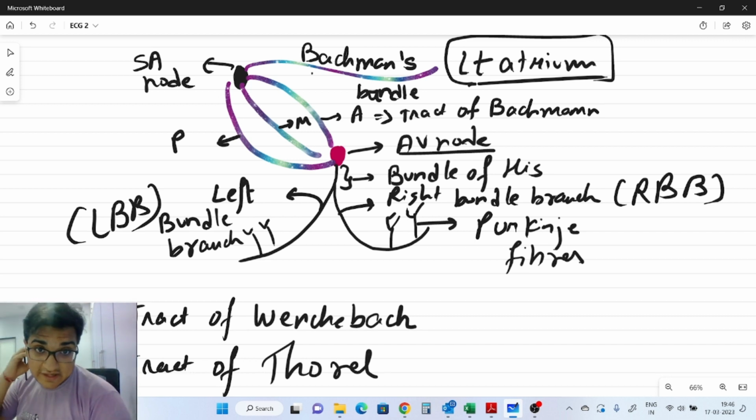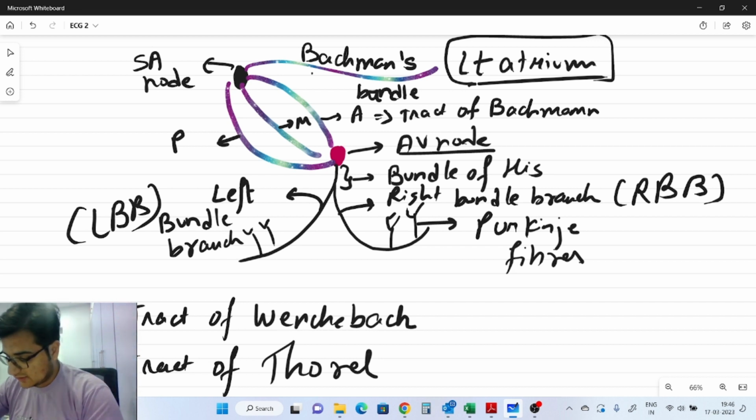So I will not get much into that, but you need to have the understanding of the anatomy of the conducting system of the heart, so that we can understand the conduction disorders or the heart blocks. That's called the heart block. That is going to be a separate lecture, the applied aspect of ECG.